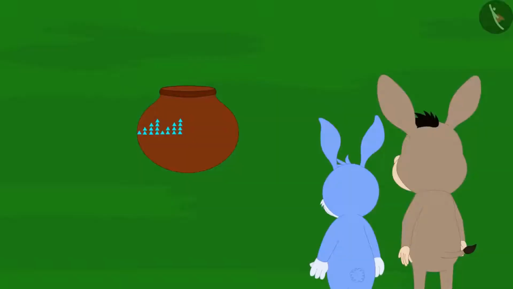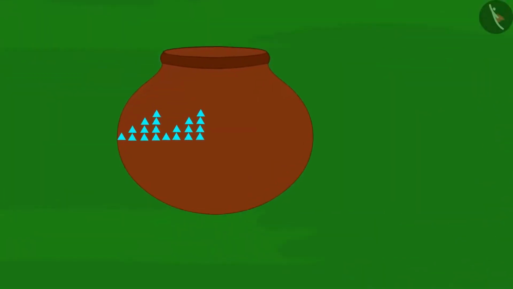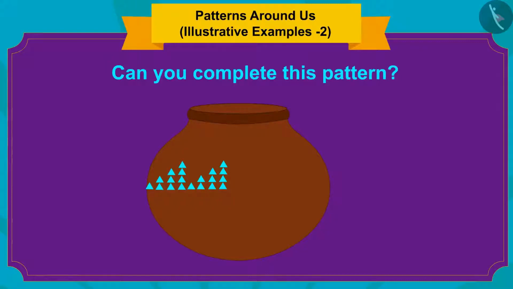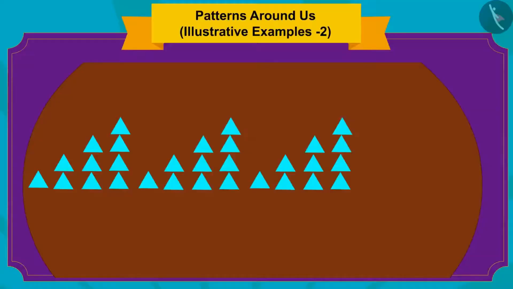This time, they saw an earthen pot on the way. Such type of an incomplete pattern is made on the pot. Children, can you complete this pattern? You can find the answer by stopping the video. Well done, children! You have completed this pattern perfectly.